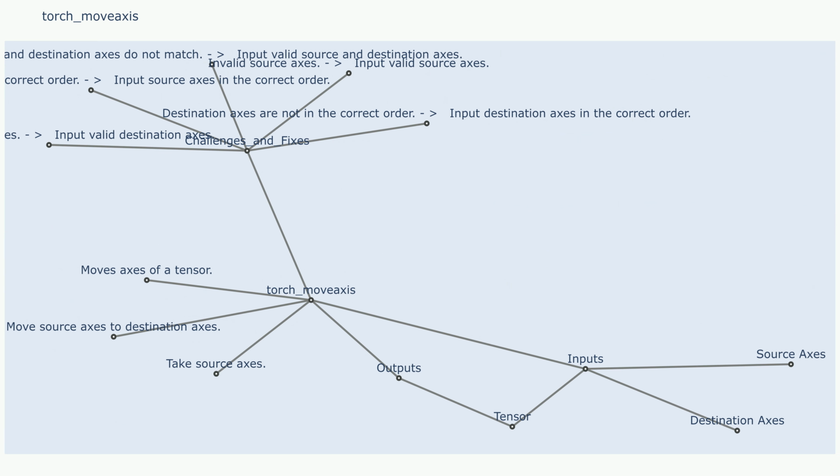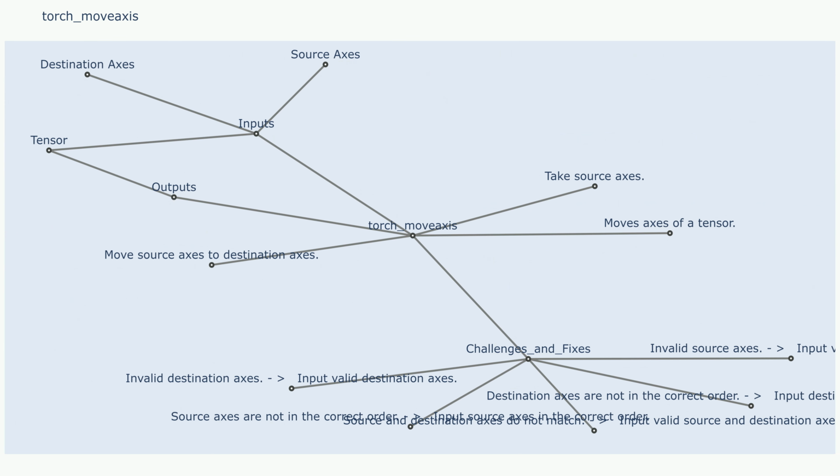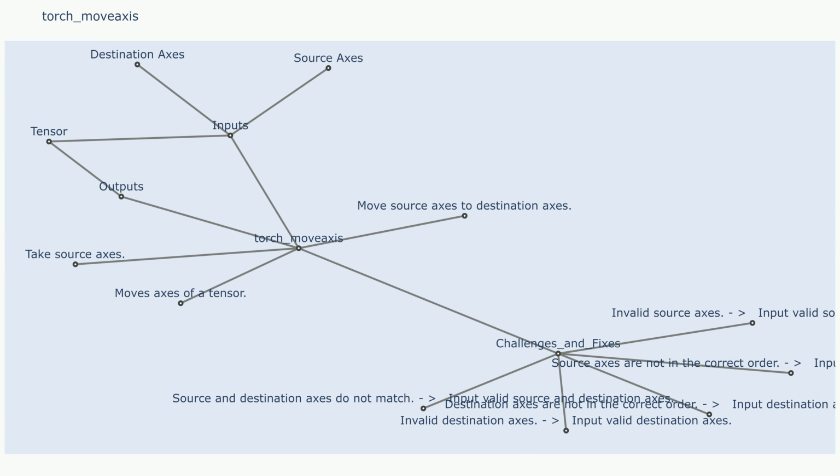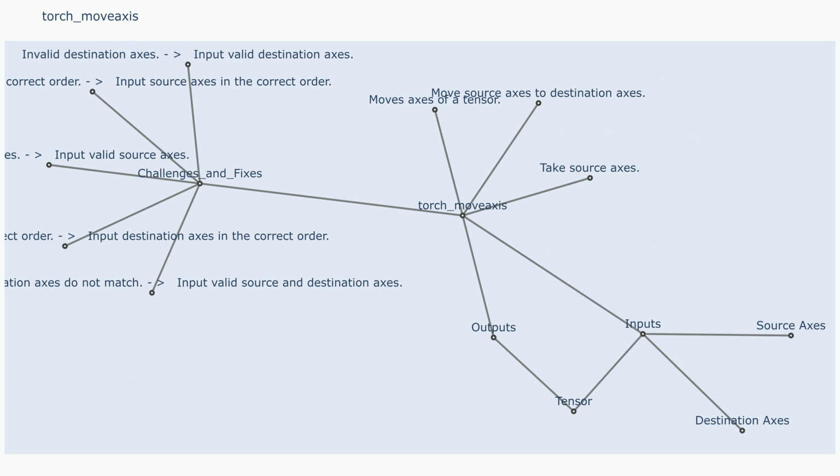Steps. Step 1. Identify the axes you want to move. You specify the source positions of the axes you want to rearrange using the source argument. Step 2. Define the target positions. Use the destination argument to indicate the new positions you want to assign to the chosen axes. Step 3. Move the axes. The PyTorch moveaxis function handles the actual rearranging of the tensor dimensions, placing the specified axes at their new positions.